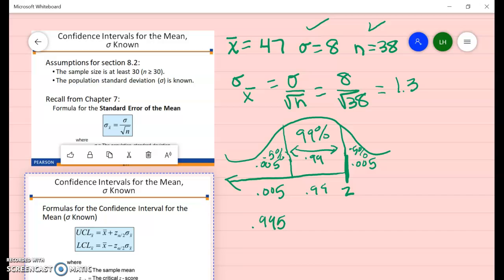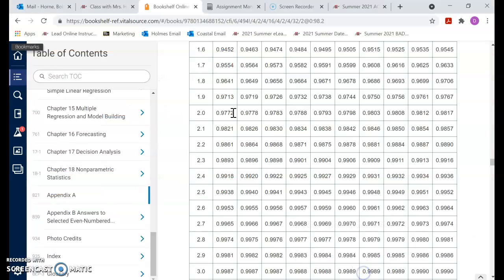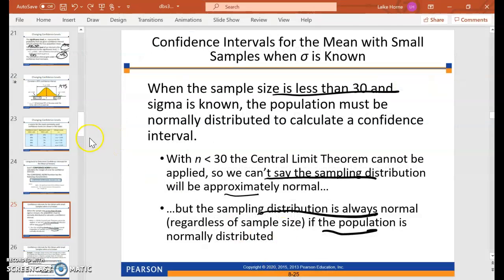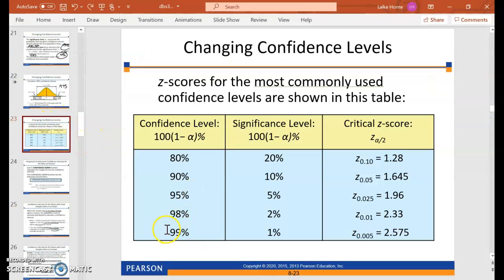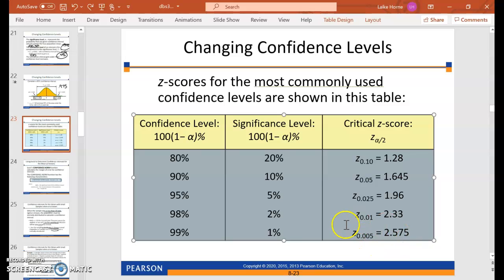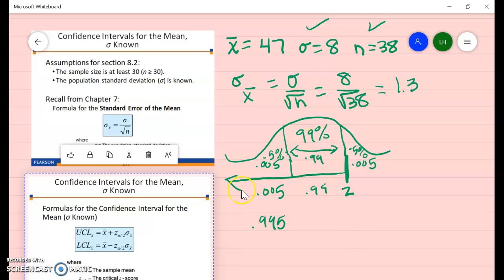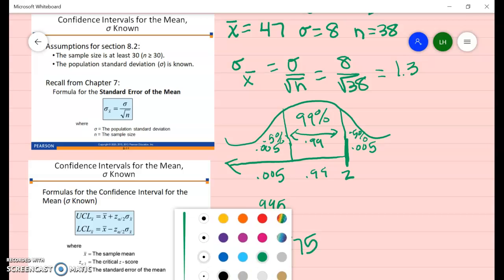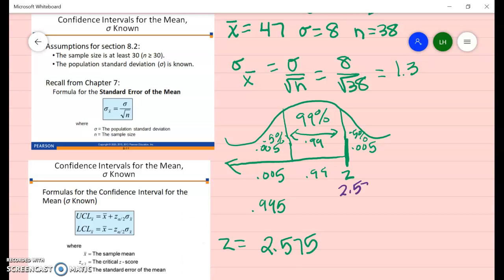Now, another thing you can do is there's a sheet on the PowerPoint, and let me see if I can pull that up for you. Here's the 99% confidence interval. You can use this little cheat sheet for some of it. So 2.575 is your z-score. So now we have our z-score is 2.575. So that number goes right here, which means the other z-score would be negative 2.575. Okay?